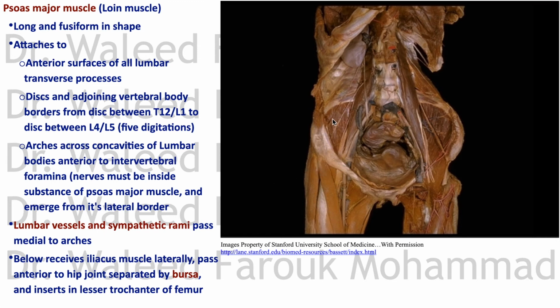Of course, this is a muscle passing in front of a joint, so there should be a bursa between it and the joint to guard against friction against the capsule of the hip joint, the iliopsoas bursa. Actually, you will study this with the lower limb, and it's one of the bursae that communicate with the inside of the hip joint, and we will talk about this later in the lower limb.